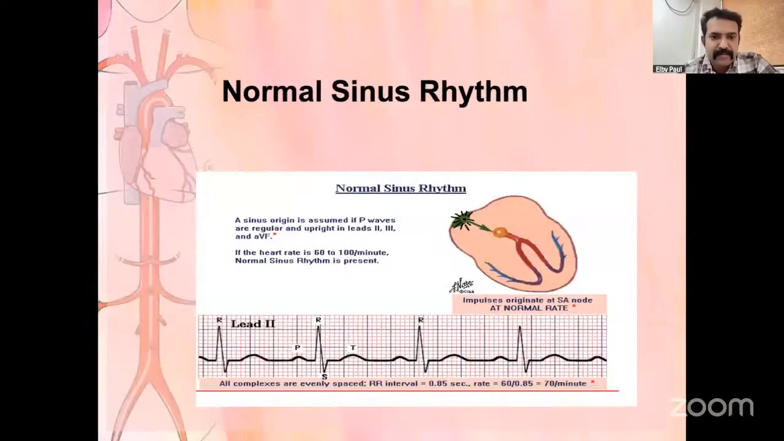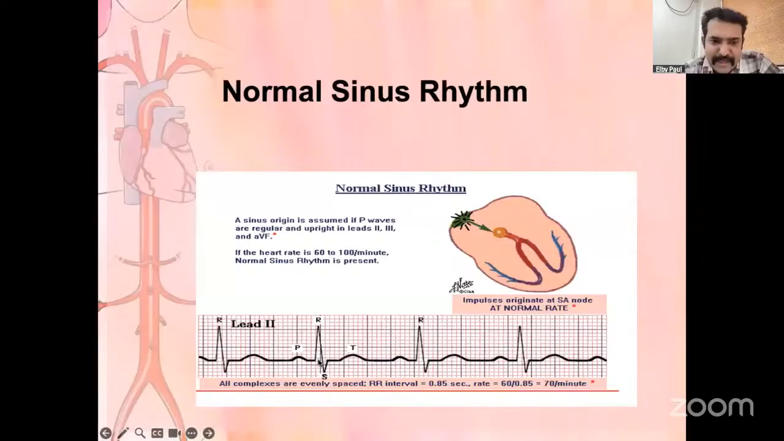Okay, normal sinus rhythm. What are all the things we need to check? We have to check whether the P wave is present or not. Yes, the P wave is present. Next is the PR interval. We can count it from here. 1, 2, 3, 4, 5. We have seen 5 small squares. Okay, the PR interval is normal. Next, we have to check the RR intervals. 1, 2, 3, 4. These are regular. Okay, the RR interval is regular.